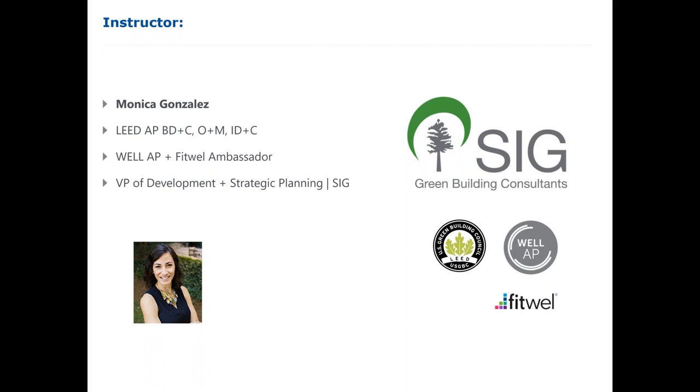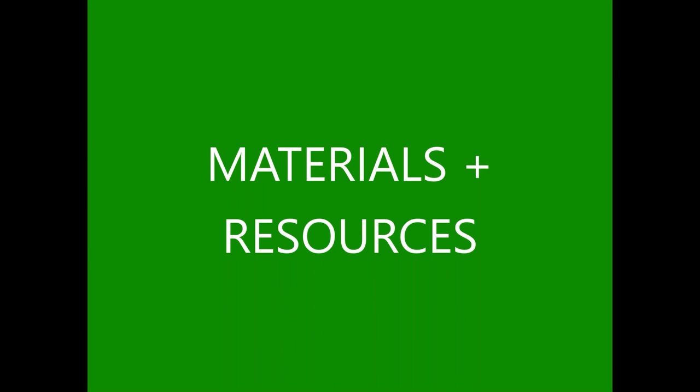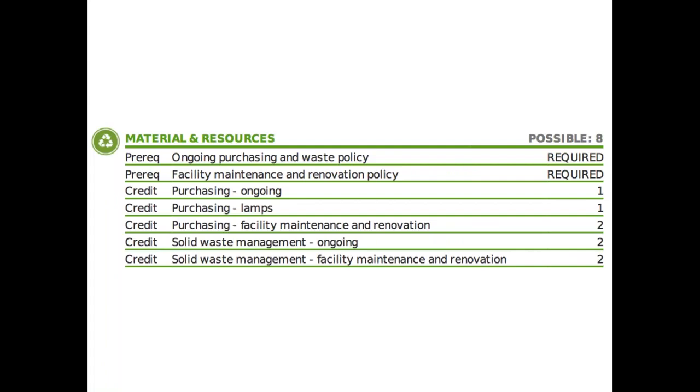I will go ahead and dive in with materials and resources. All right, so first we start with an image of your prerequisites and credits. And how I like to think of materials and resources is you're looking at what's coming into the building, but not just that, you're looking at what's leaving the building too. So it's kind of the cyclical process that is very common for LEED discussions in USGBC guidance.